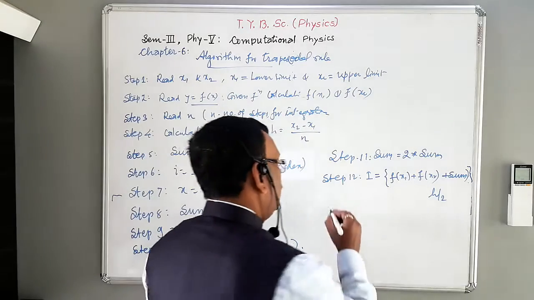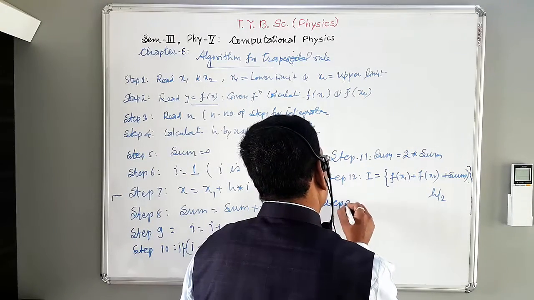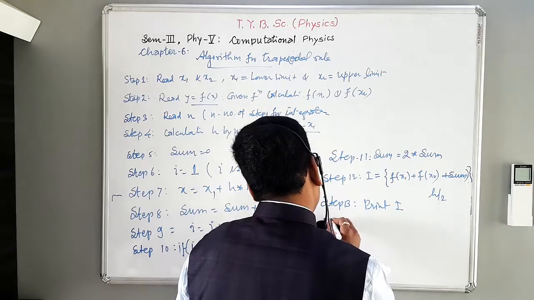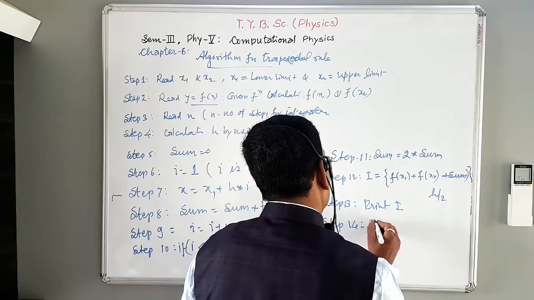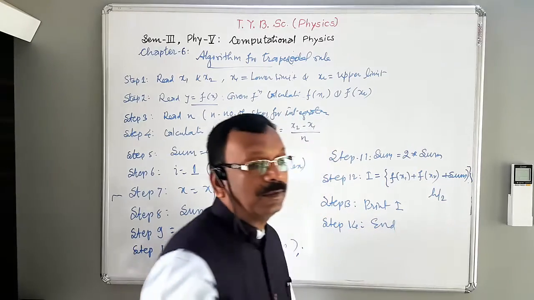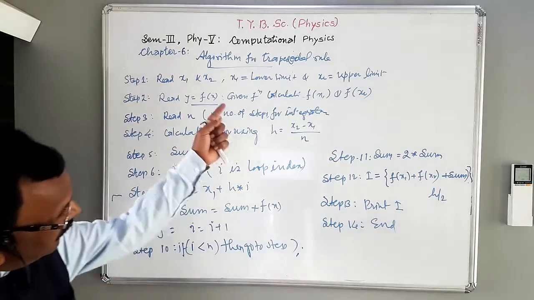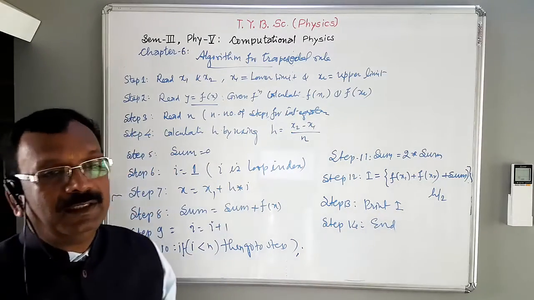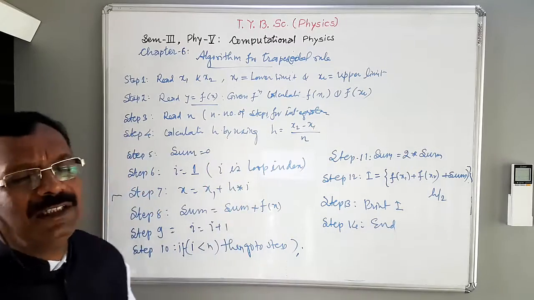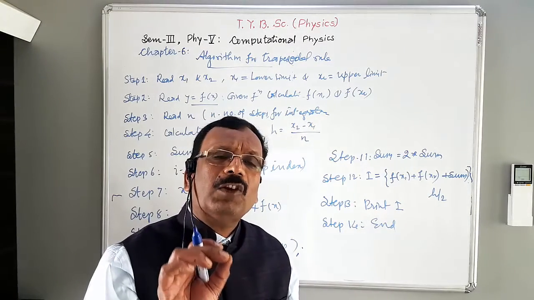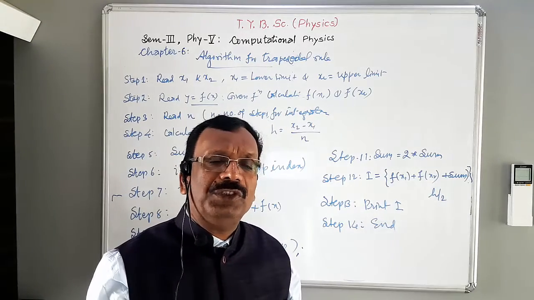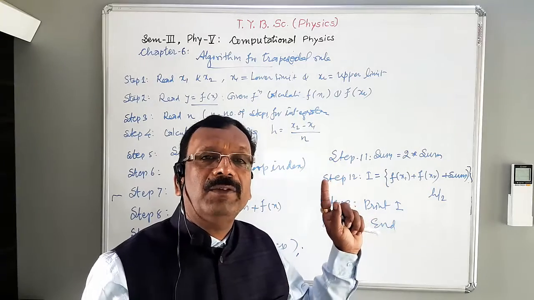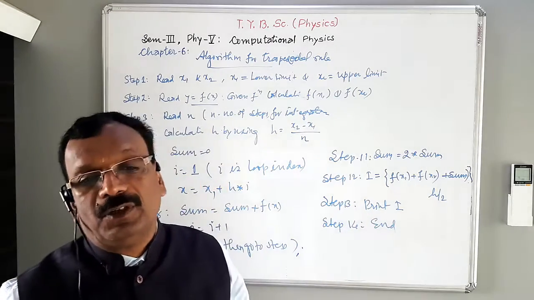And then in step 13 we have to print the result, that is I, and in step 14 we have to stop or end. In this way there is a very simple way to develop the algorithm, and I already told you that an algorithm is nothing but the logical and correct procedure to determine or to estimate the value of the given integral by using the trapezoidal rule. Okay.